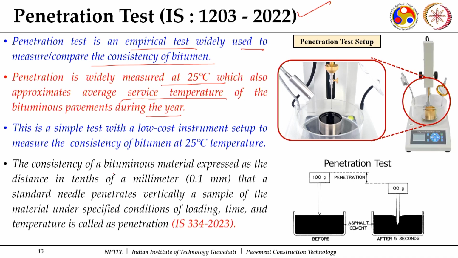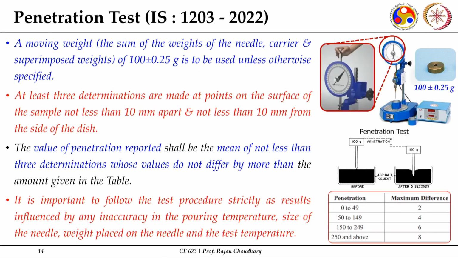So, the consistency of a bituminous material is expressed as distance in tenths of a millimeter, and the amount of penetration is recorded in 1/10 of mm. So, if 1 mm of penetration happens, then the penetration value will be 10 in that case. A standard needle penetrates vertically into a sample of the material under specified conditions of loading and time. This is important: what temperature we do the measurements at. The most common measurement is done at 25 degrees centigrade.